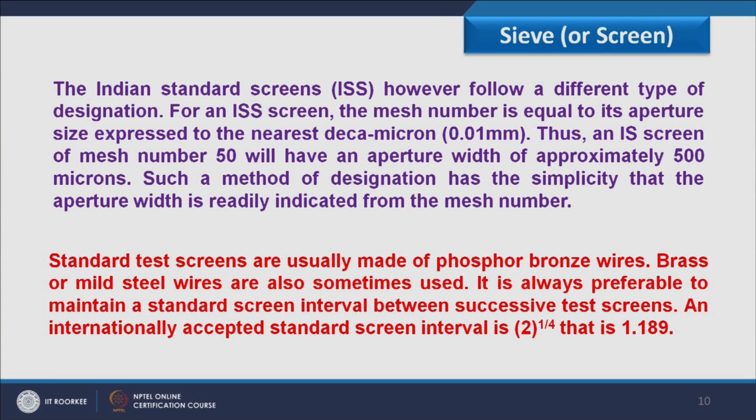So, standard test screens are usually made of phosphor bronze wire; brass or mild steel wire are also sometimes used. It is always preferable to maintain a standard screen interval between successive test screens. An internationally accepted standard screen interval is 2 raised to the power 1 by 4, that is 1.189. So, here you see this particular interval we follow between two successive screens. However, sometimes we have some other standard also, but usually we have 2 raised to the power 1 by 4.